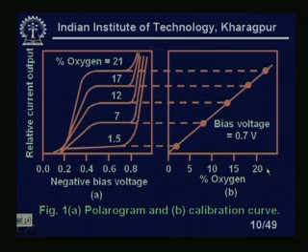Now, in the subsequent slide you see this is a calibration curve. I have plotted here the bias voltage, which is 0.7 volt. I have plotted the percentage of oxygen on the x axis, and I am getting the relative current. So it is an almost linear curve, as you can see, right. This is called the calibration curve. Clear?